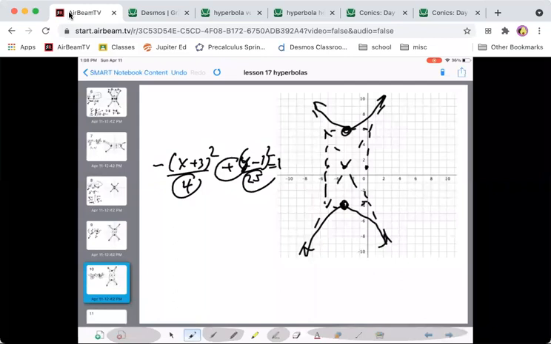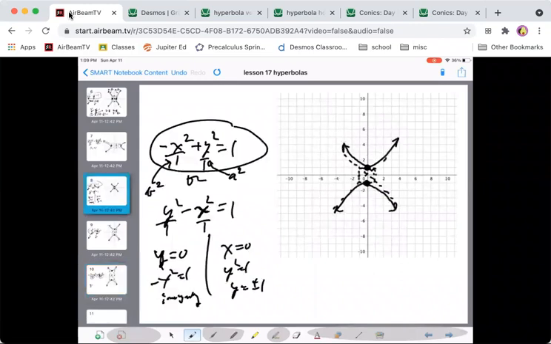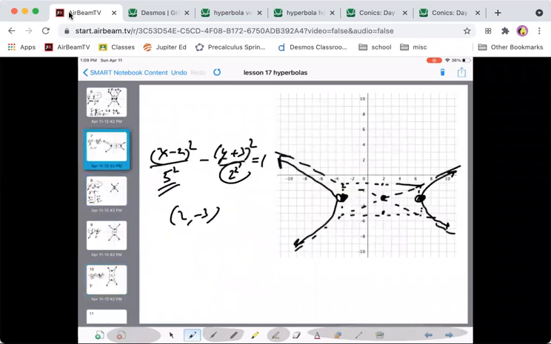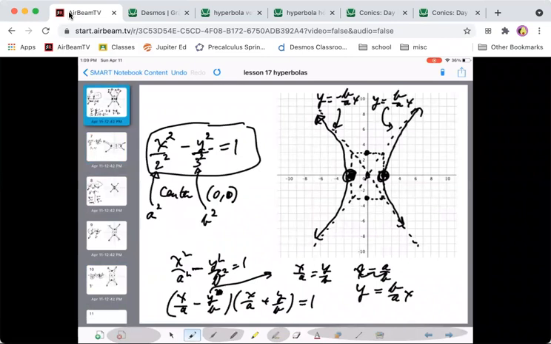Now, in the up-down type hyperbola, the asymptotes now are, this is a little confusing because in the first one, the asymptotes were b over a.